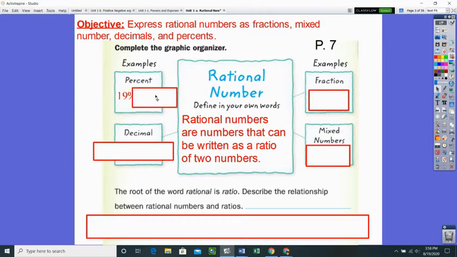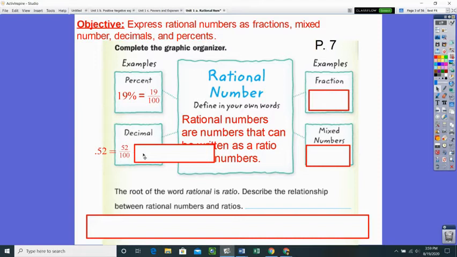So if we take a percent like 19%, can we write that as a ratio, as a fraction? Remember, the percent is per 100, so this would be 19 per 100, 19 over 100. There is our fraction. That's how we can prove that a percent here is a rational number. Let's take a decimal like 0.52. Is that a rational number? Well, if we can write it as a fraction, then the answer would be yes. Now remember, the first place is the tenths place and the second place is the hundredths. So this is 52 hundredths. So there is our fraction. So that is a rational number.